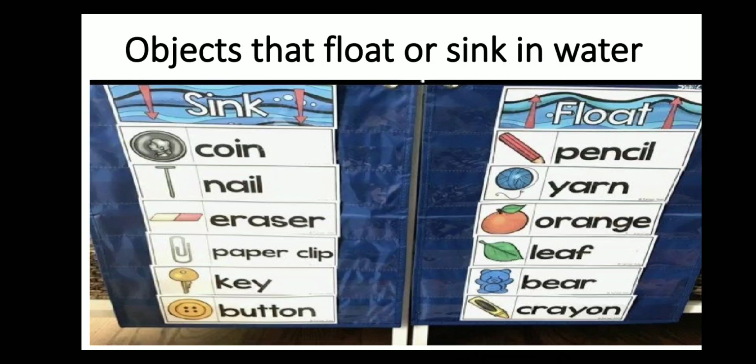Next, objects that float or sink in water. So some objects that are lighter than water, they float in water. Okay. Example: pencil, yarn, orange, leaf, beer, crayon. So these objects are lighter than water, so they float in water. Okay. While some objects are heavier than water, so they sink in water. Example: coin, nail, eraser, paper clip, key, button. Okay.